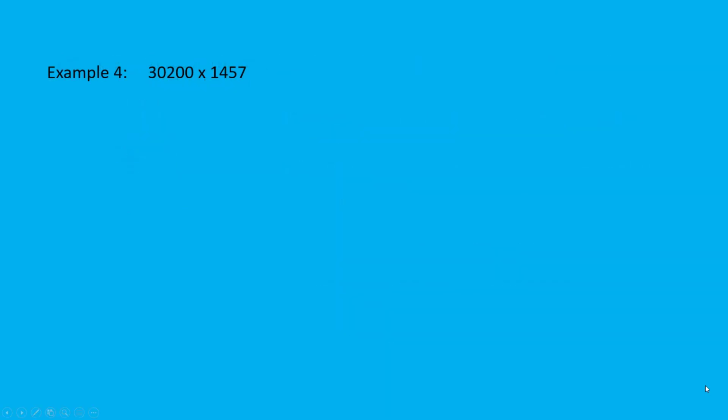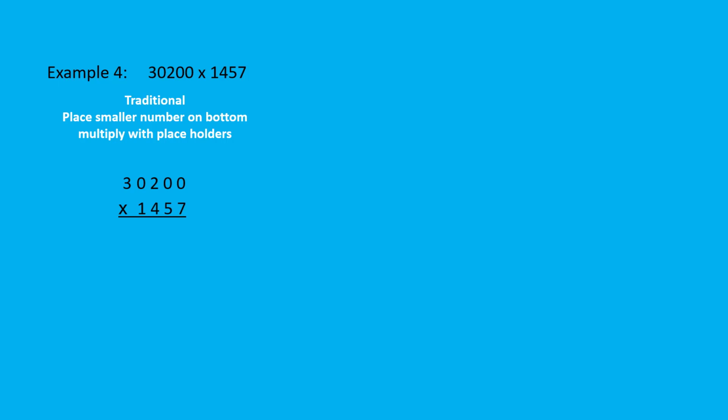Now, if we look at 30,200 times 1,457. Traditionally, you were taught to place the smaller number on bottom, multiply with placeholders. So we place the 1,457 on bottom, multiply by the 7. We would have this. Then you were taught to put a placeholder in, multiply by the 5. We'd go through, do all the multiplication by 5. Then you would put 2 placeholders, multiply by the 4. Put 3 placeholders, multiply by the 1. Now add. So you have 4 rows to add. So we end up with this answer.